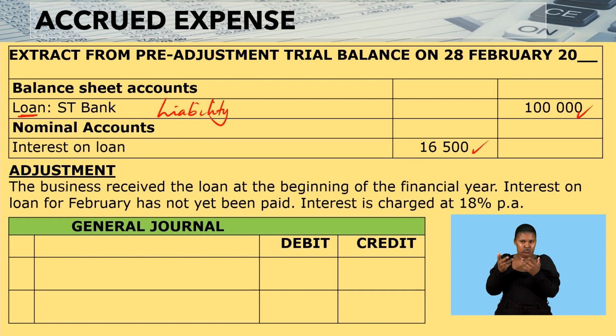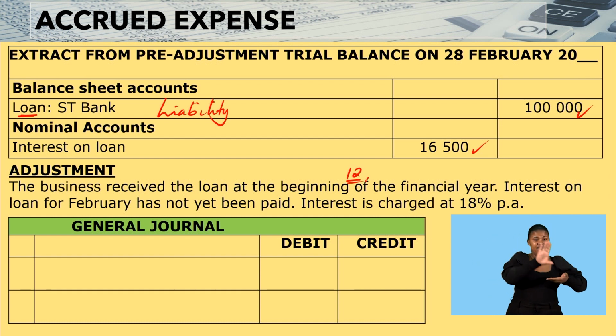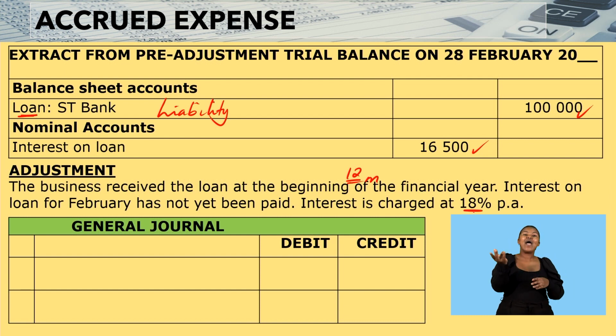Then it reads on the adjustment. The business received the loan at the beginning of the financial year. That means we have had the loan for 12 months. Interest on the loan for February has not yet been paid. So we're owing interest for 1 month. Interest is charged at 18% per annum.